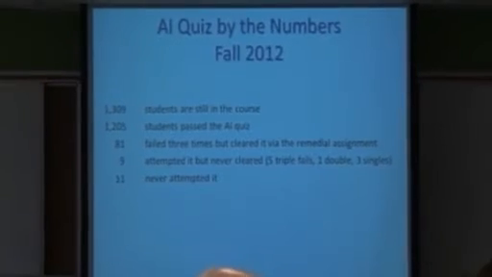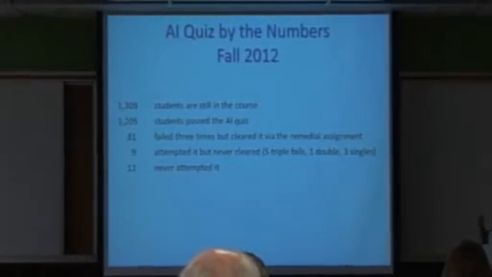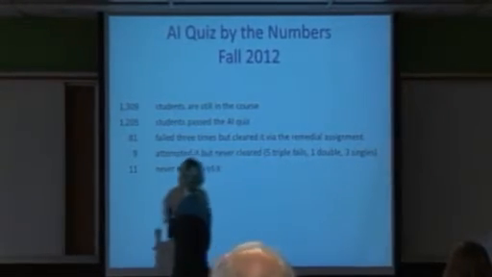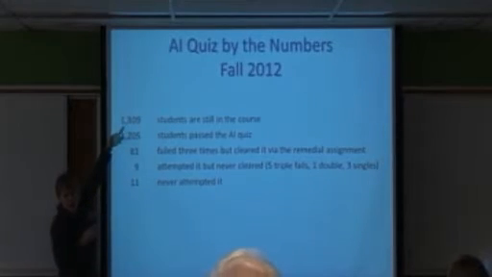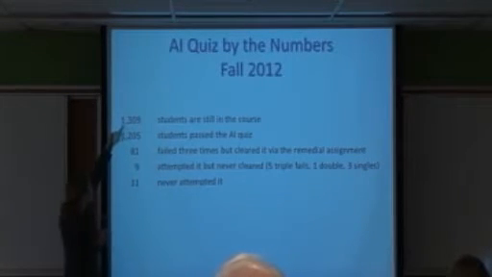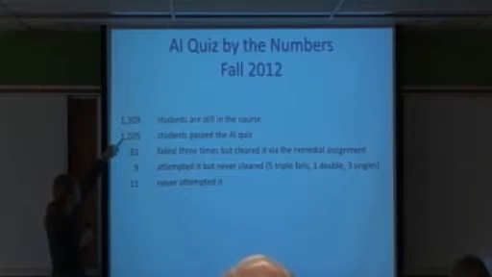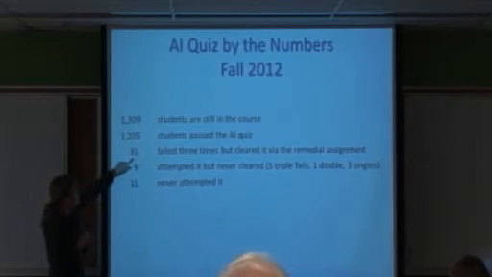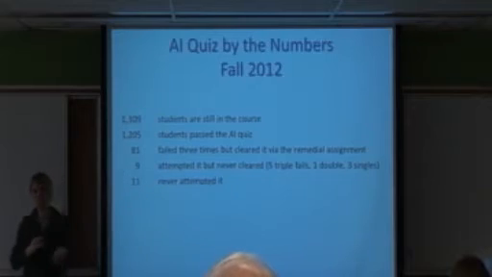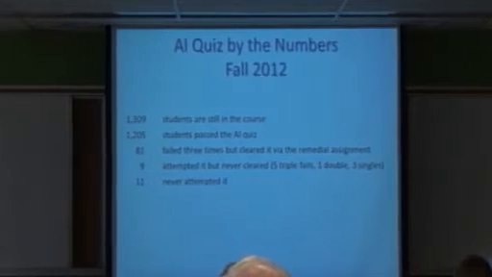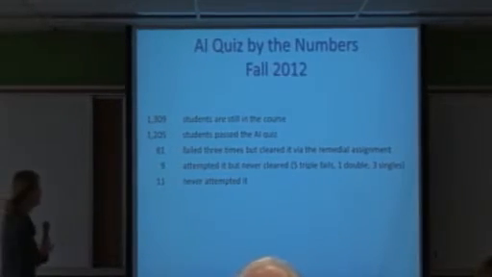Let's look at the bigger class, the more typical class. This is how many are in the course now. So there's a withdrawal rate. This is how many passed the AI quiz eventually. These are the triple fails. So 81 people came to me for that remedial assignment. I'd like that number lower.